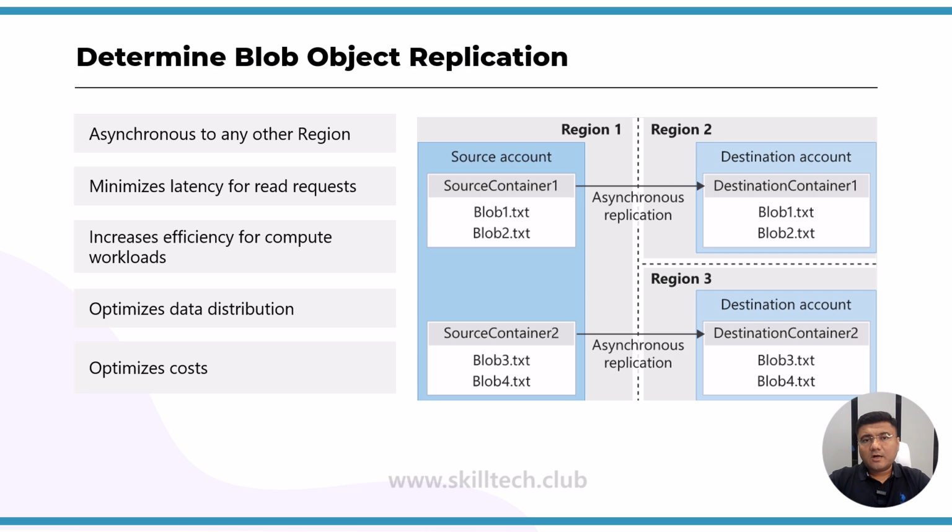We have storage account replication associated with that, and that's why we need to keep in mind that we have blob object replication also. When you're dealing with blob object replication in a multi-region scenario, this slide is showing that when you configure blob object replication, you can take advantage of multi-region replication. Right now we have asynchronous replication to any other region, which is there by default. It's going to minimize latency for read requests, increase efficiency for compute workloads, and optimize data distribution as well as cost. These are all the advantages because of which you should prefer blob object replication in the first place.